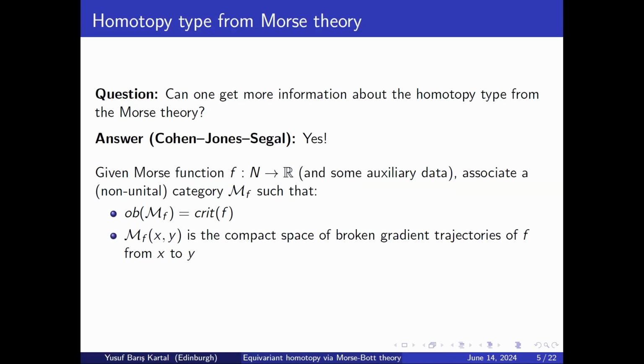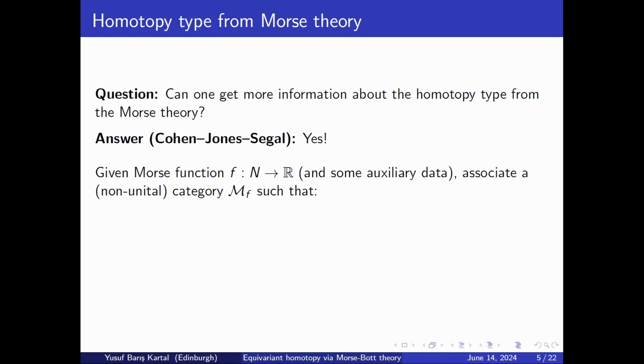And so the hom from X to Y is the space of broken gradient trajectories of F from X to Y. And the composition is kind of silly, it's just concatenation. Any questions so far?